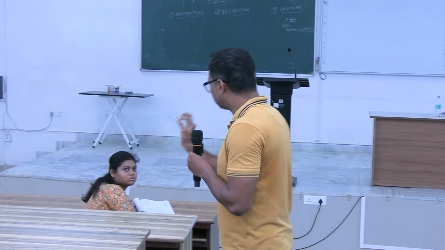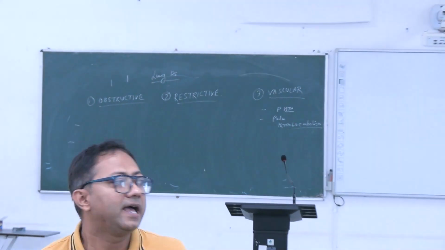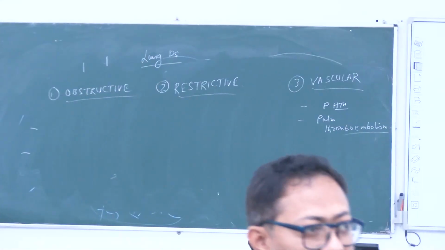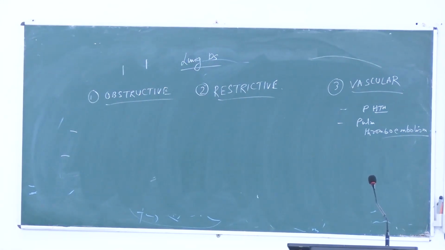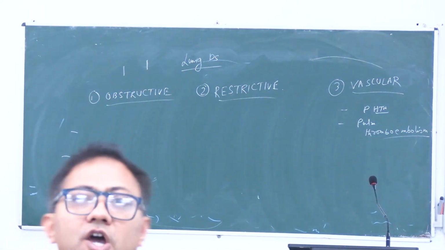And another thing is that you do not utter a word which is not known to you. Your examiner is asking you to give an example of obstructive lung disease, and you are telling, sir, cystic fibrosis. Immediately your examiner will be irritated and he will ask you the next question, tell me what is cystic fibrosis and how cystic fibrosis occurs and what is the genetic defect in cystic fibrosis. So you are in a trap.